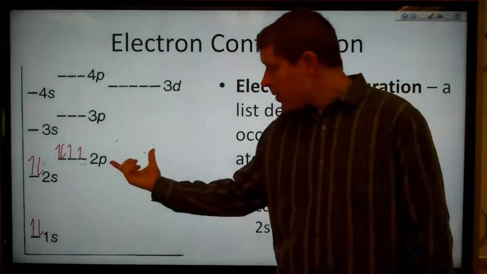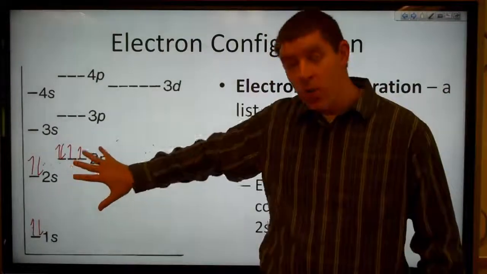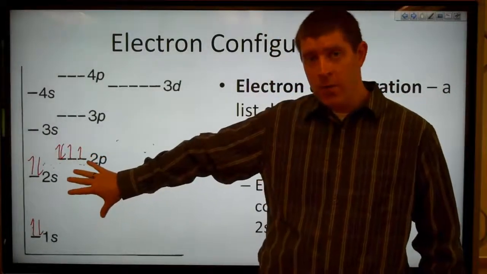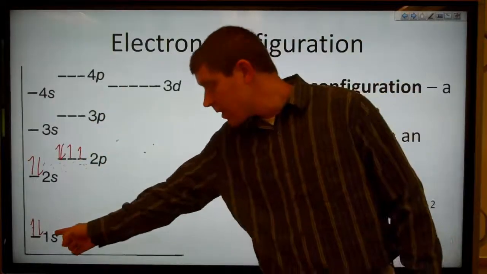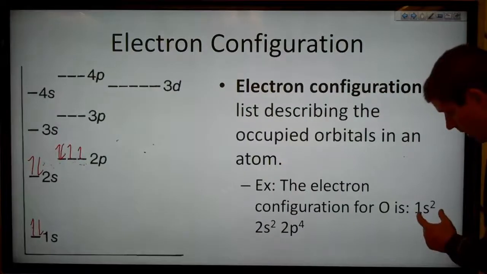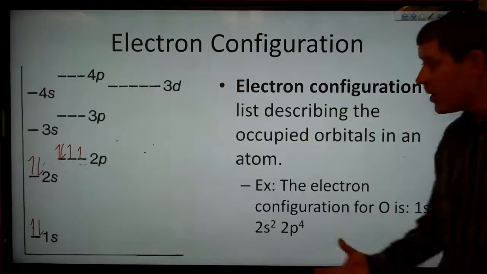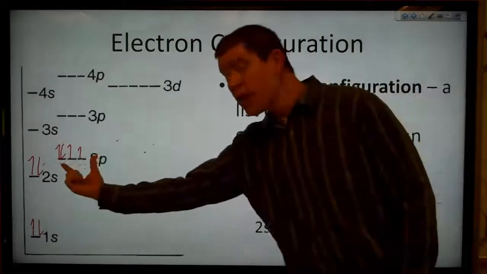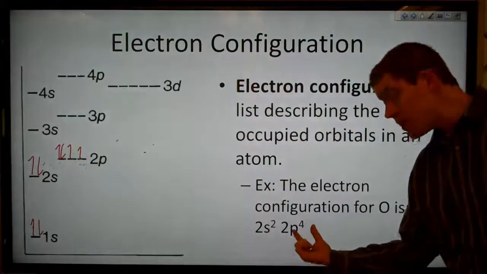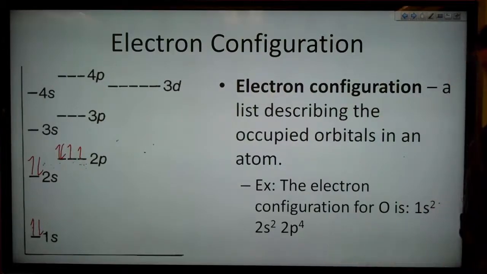Now, our electron configuration is a way of listing out what we have shown here, but without having to draw it out and take up quite as much space. So, we have 2 electrons in the 1s, so we label that 1s2. Note that that 2 is a superscript on the s. We have 2 electrons in the 2s, so then we'll write 2s2. And now we have 4 electrons in the 2p, so we'll write 2p4. So altogether we say this is 1s2, 2s2, 2p4.